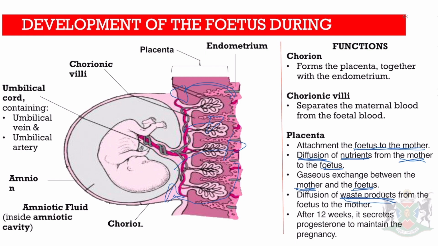After 12 weeks, it secretes progesterone to maintain pregnancy. Remember, progesterone keeps the endometrium thick until the end of the gestation period. The endometrium must be thick because that is the site of attachment of the fetus for the remainder of the gestation period.